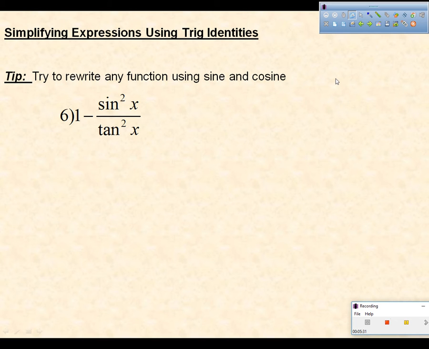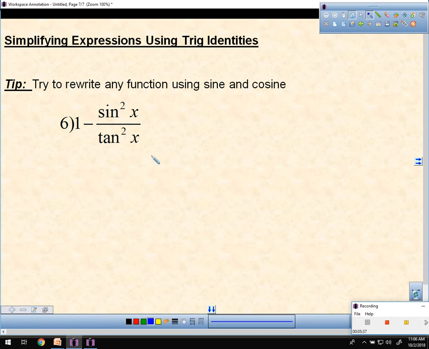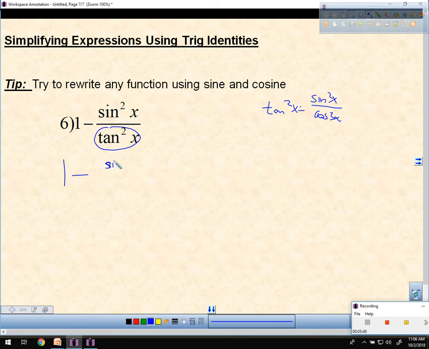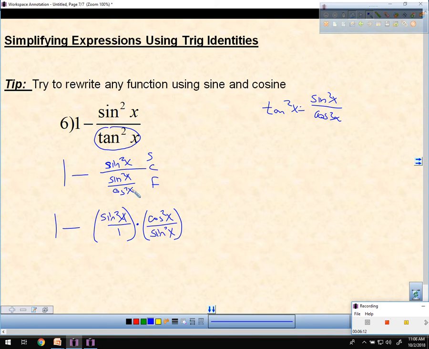For the next one, I've got 1 minus sine squared divided by tangent squared. I notice that tangent squared is equal to sine squared over cosine squared. So I'd have 1 minus sine squared over sine squared over cosine squared. And it looks like I can flip this. So I'd have 1 minus, and so I don't get confused, I'm going to put this in parentheses, sine squared of x over 1 times, and then flip this, I'd get cosine squared of x over sine squared of x. So I flipped it.